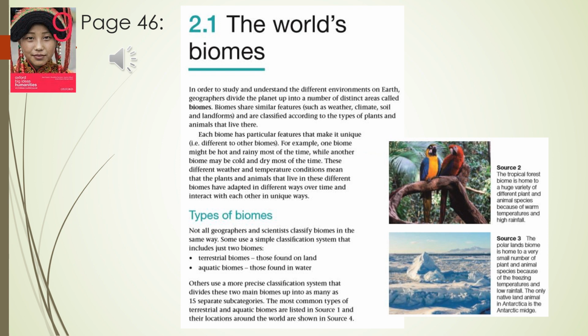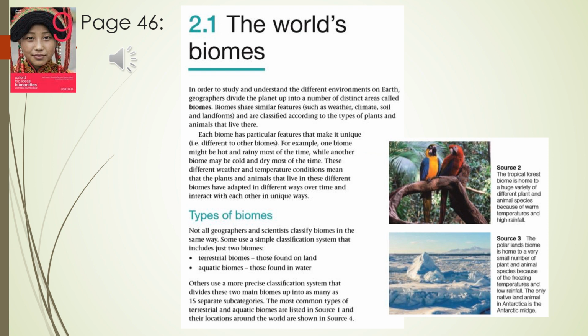Now let's look at the types of biomes. Not all geographers and scientists classify biomes in the same way. Some use a simple classification system that includes just two biomes. They are the terrestrial biomes, so that's what we find on land, or the aquatic biomes, those found in water. Others use a more precise classification system that divides these two main biomes up into as many as 15 separate subcategories.